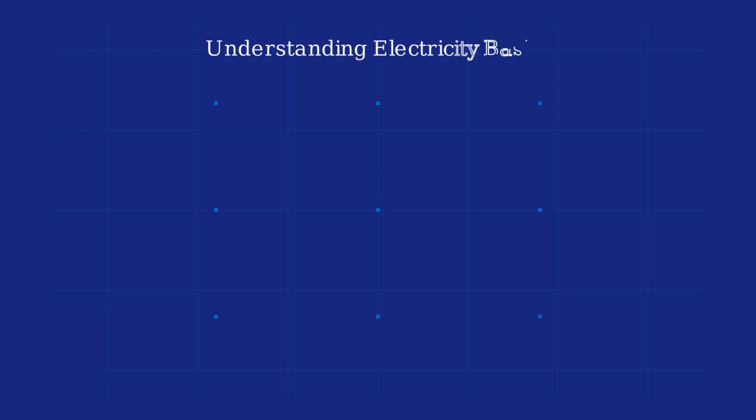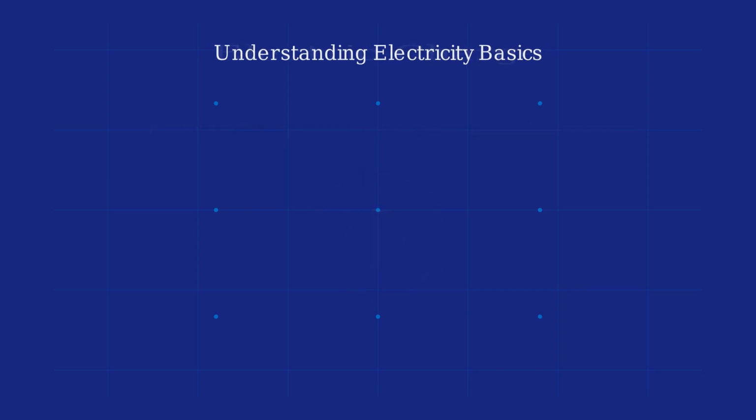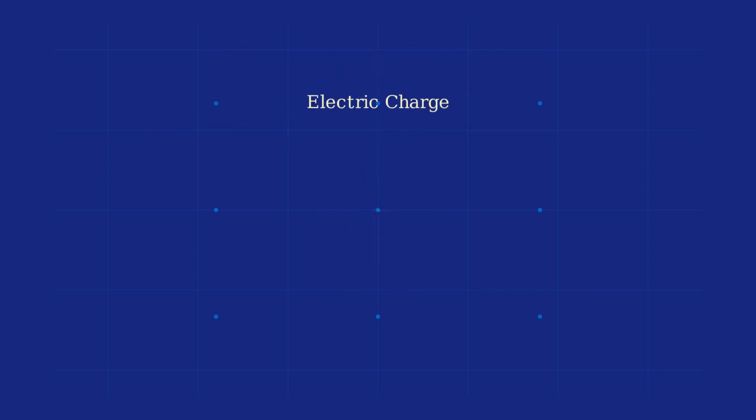Electricity is a form of energy resulting from the movement of charged particles, typically electrons. At its most basic level, electricity involves electrons, which are negatively charged particles found in atoms. Let's understand electric charge, the fundamental property that makes electricity possible.